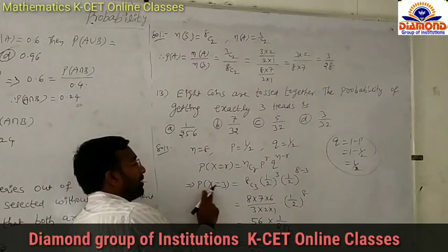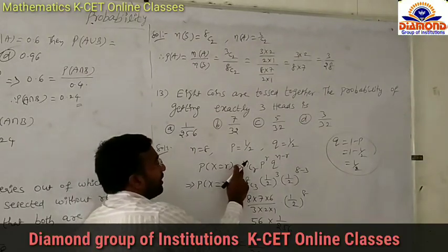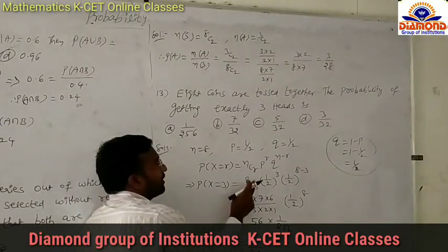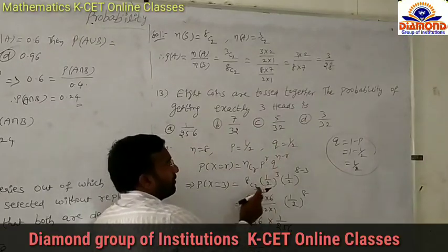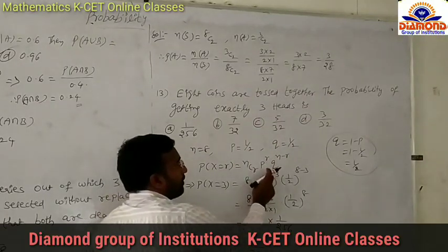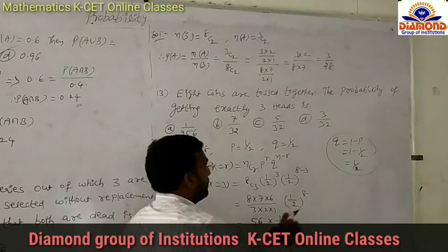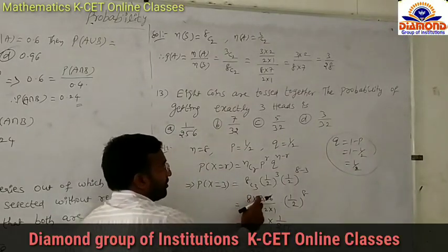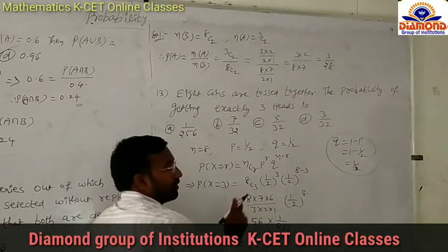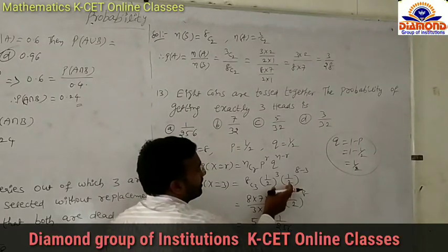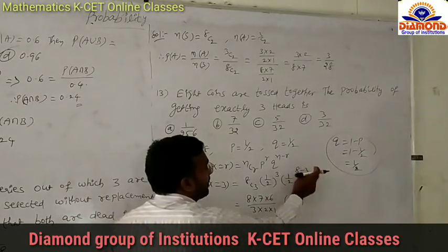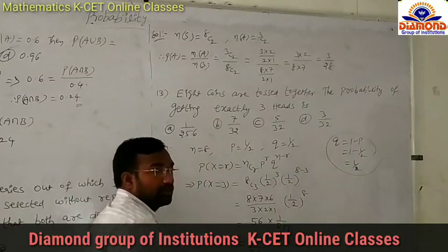So P of x equal to 3 equals n value 8, r value 3, p value 1 by 2, q value 1 by 2. Substitute: 8C3 (1 by 2) power 3 (1 by 2) power 8 minus 3. 8C3 is nothing but 8 into 7 into 6 by 3 into 2 into 1. Since the base is the same, add the powers. So 3 cancels, you get 1 by 2 power 8.